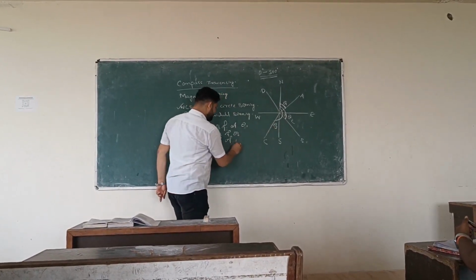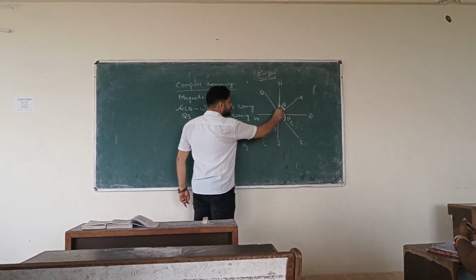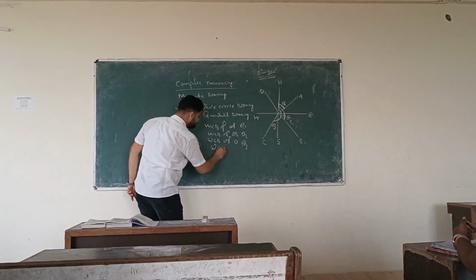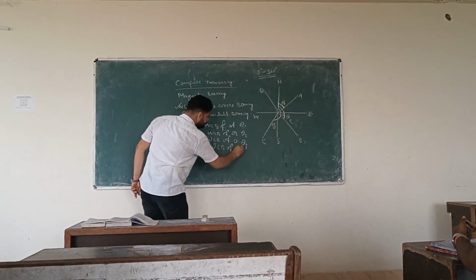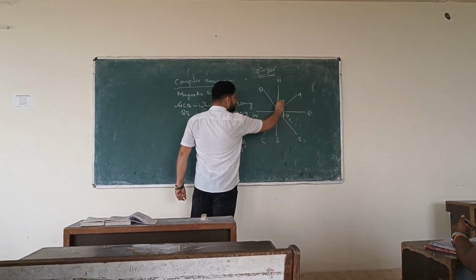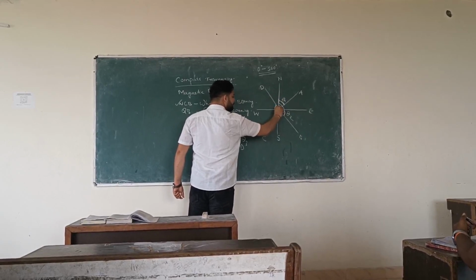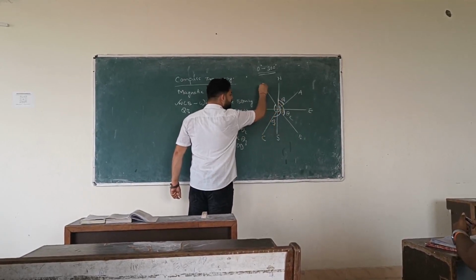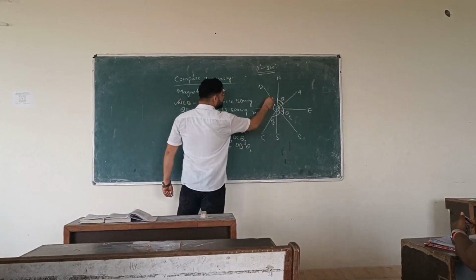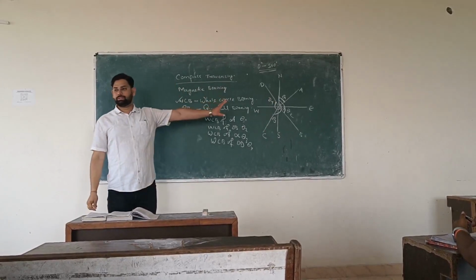This is theta 2 and this is theta 3. And when we go for this line OD, the WCB of OD is also started from north pole to the respective line. Clear? This is the WCB of OD, that is theta 4. This is the WCB system.